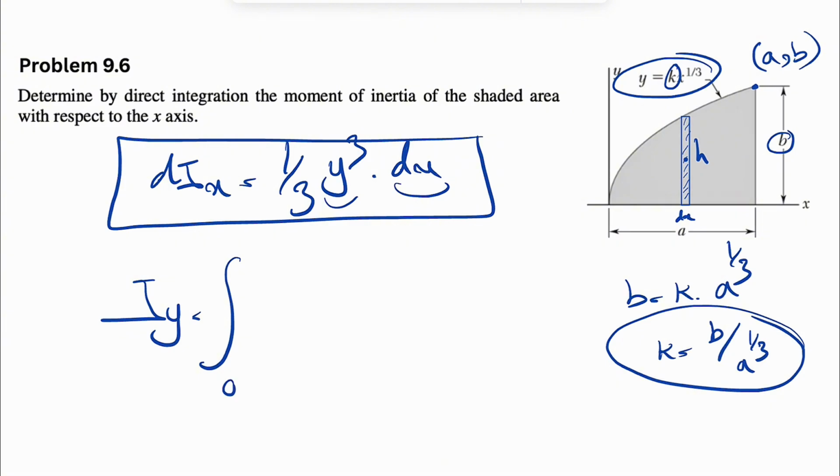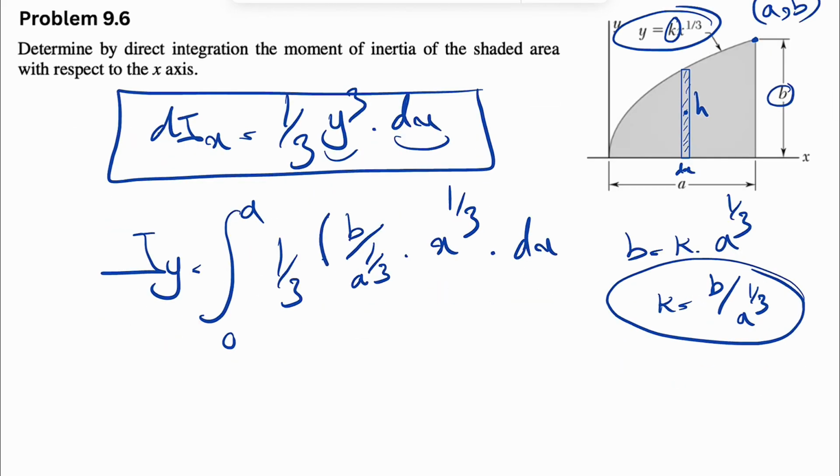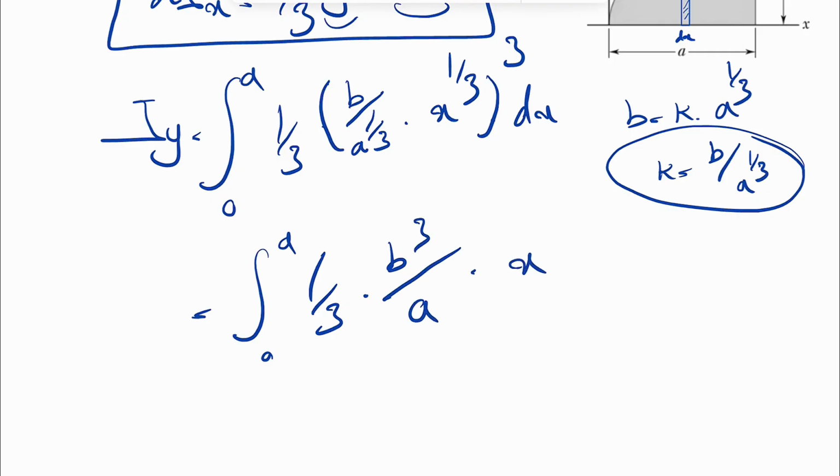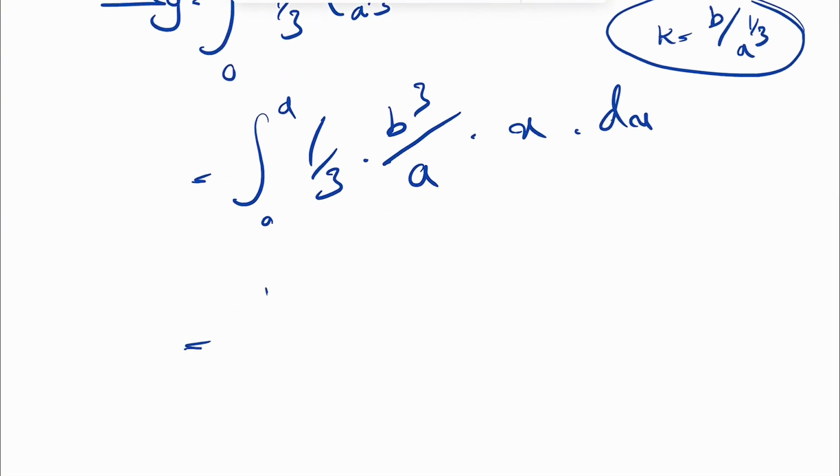Ix would be the integral from 0 to a of 1/3 of y cubed, which is k times x to the 1/3, where k is b over a to the 1/3, and x to the power 1/3, all to the power 3, dx. So this is our y, which needs to be to the power 3. And let's make this a bit simpler. So we have the integral from 0 to a of 1/3 of b cubed over a, and we have x to the power of 1 dx.